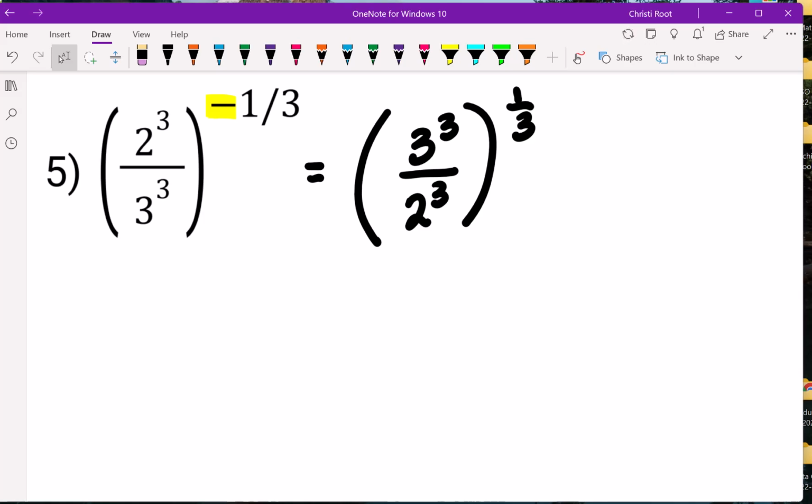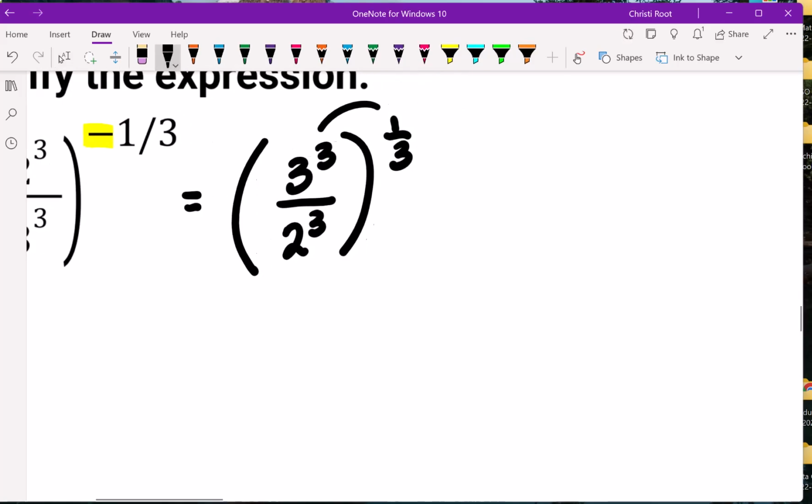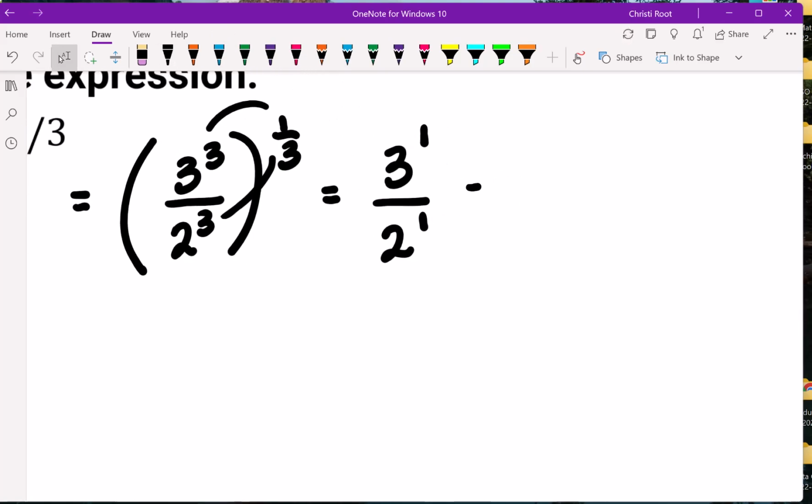The 3 and the 2 are different. I think the easiest thing for us to do is a power to a power. So I'm going to multiply my exponents times 1/3. So 3 times 1/3 is 1. And then same thing here, 3 times 1/3 is 1. So it's basically just 3/2. It's really nothing else for me to do here.